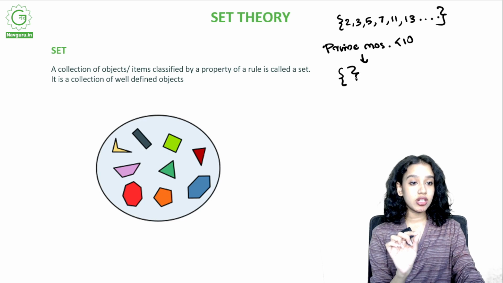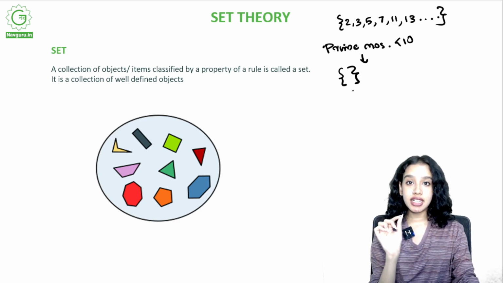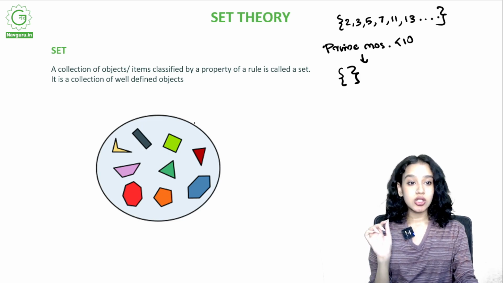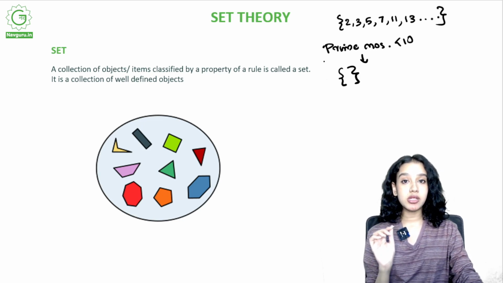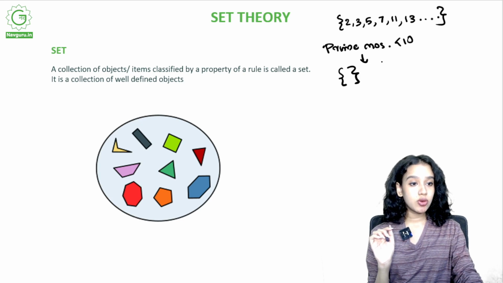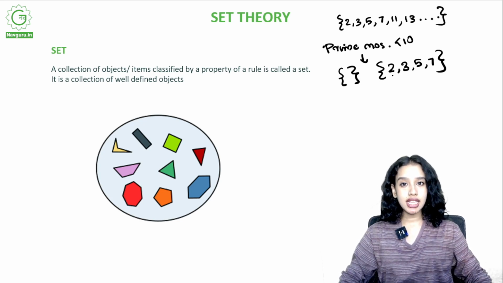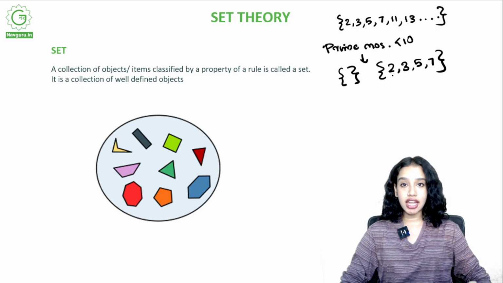Then we'll get a set of numbers. This is how we denote a set. Whenever we are writing a set, we write it inside curly brackets. So I'm saying the set of prime numbers which are less than 10 is equal to the set 2, 3, 5 and 7, right?